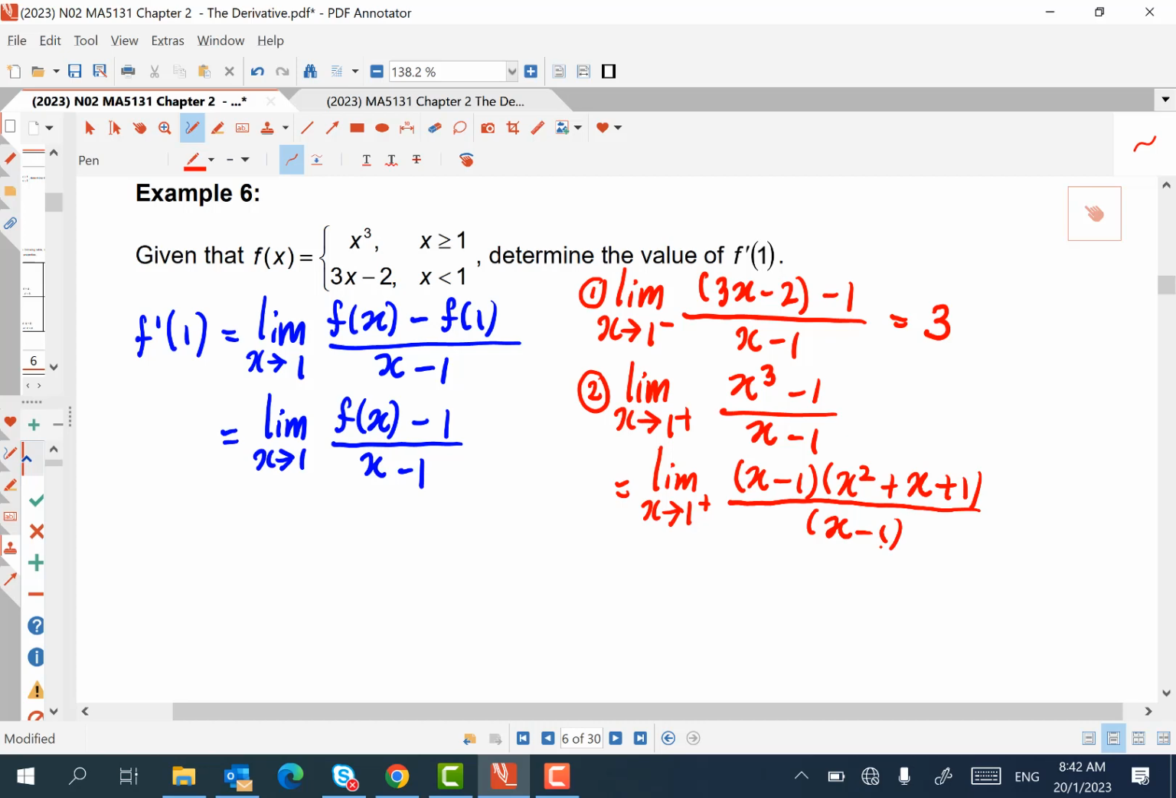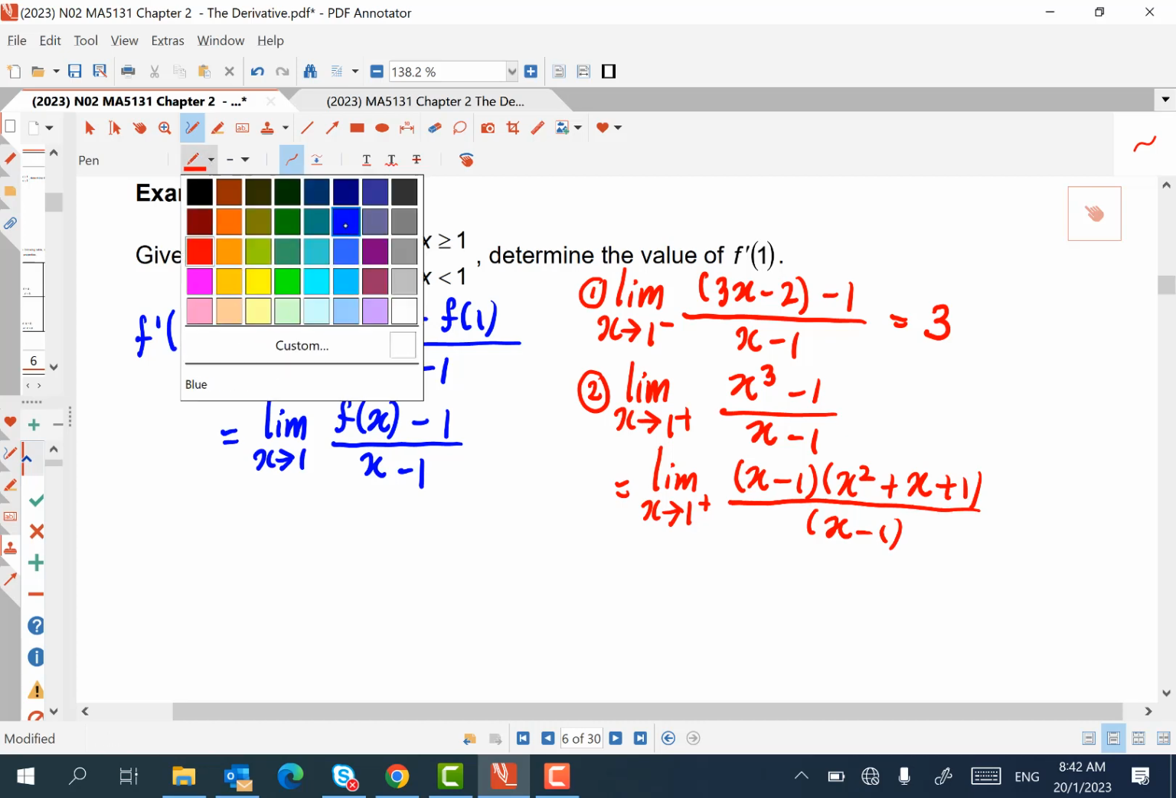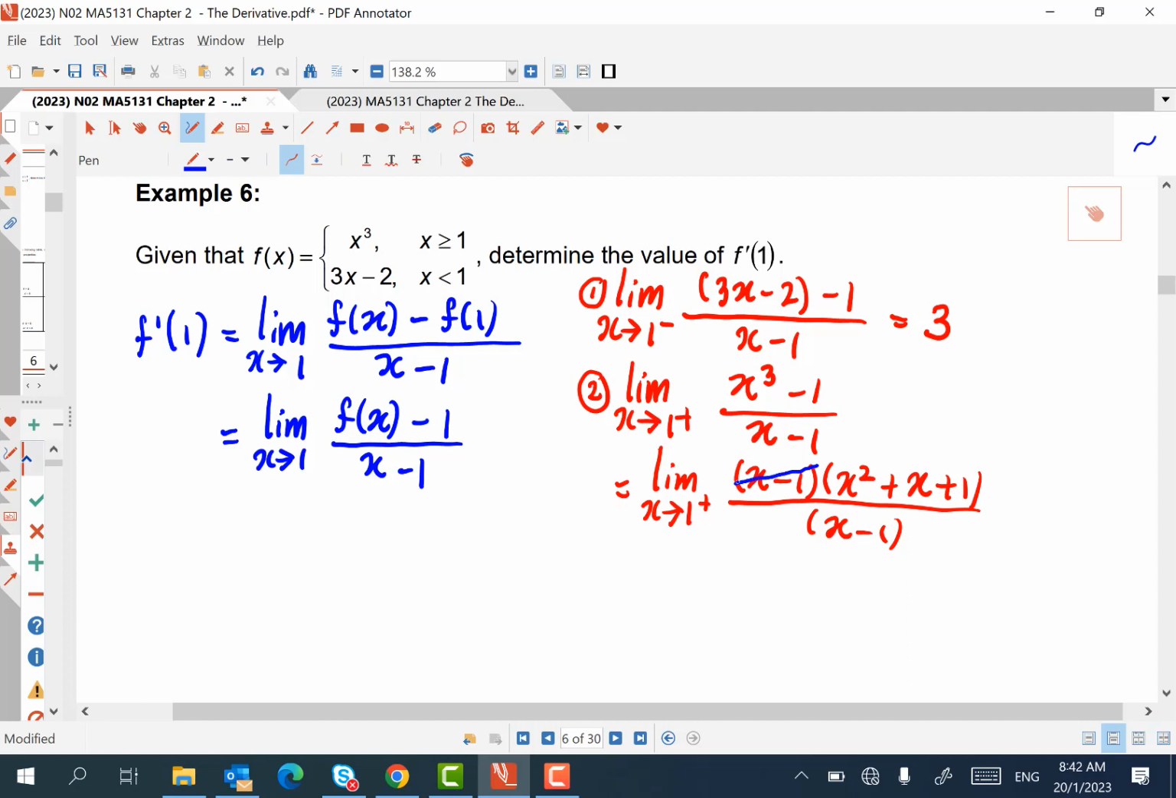And then you want to be very conscious about this cancellation, that this cancellation is valid because x is not equal to 1, right, very good. And then this gives you a value of 3 as well. So for this reason, the limit is 3 from both sides, because the left and the right limit are the same.